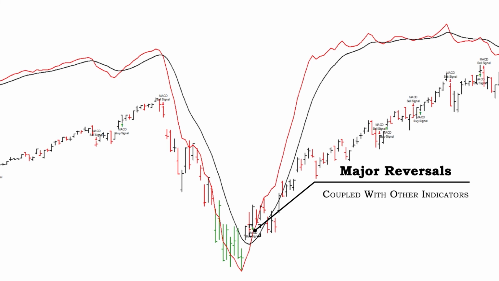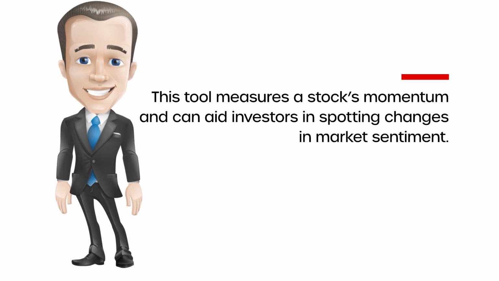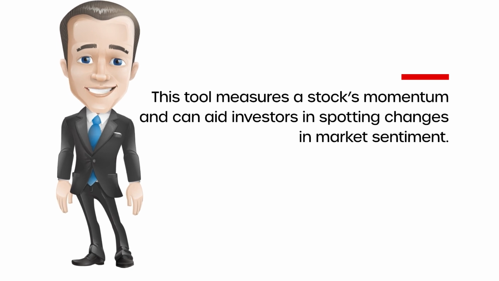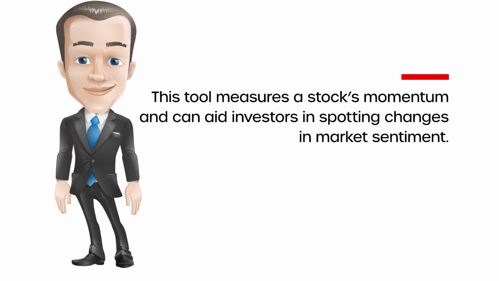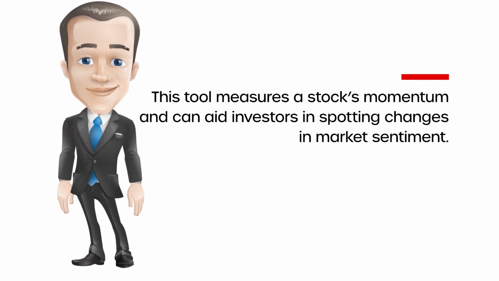Some examples of combinations are MACD with RSI, Relative Strength Index, CCI, Commodity Channel Index, and ADX, Average Directional Index, even combining 4 indicators to give you a clear picture of what's going on. MACD is a popular indicator in technical analysis which has stood the test of time. It is easy to understand and to apply to any market or any time frame. This tool measures a stock's momentum and can aid investors in spotting changes in market sentiment.